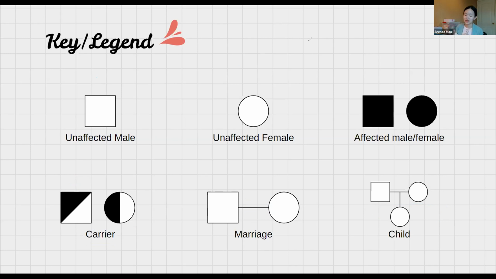There are ones for if you don't know what gender someone is, or if someone was adopted, or if that person was the first time the trait was observed in this family. It can get very complicated. This is just the most basic examples we have.